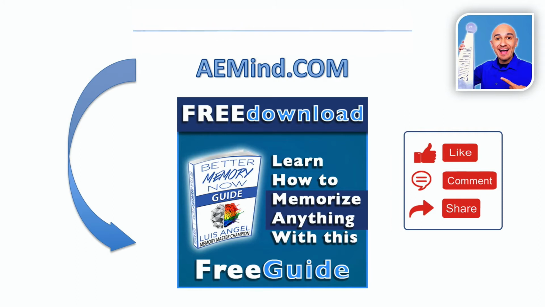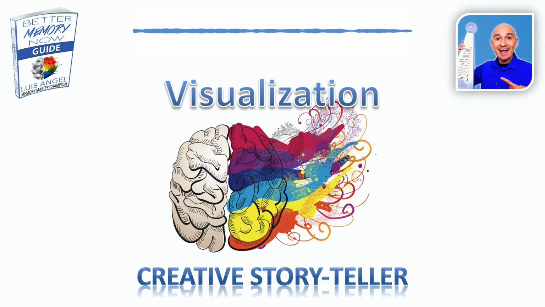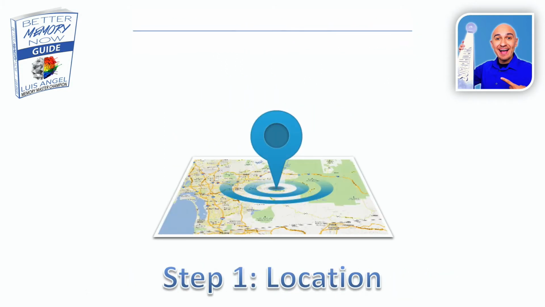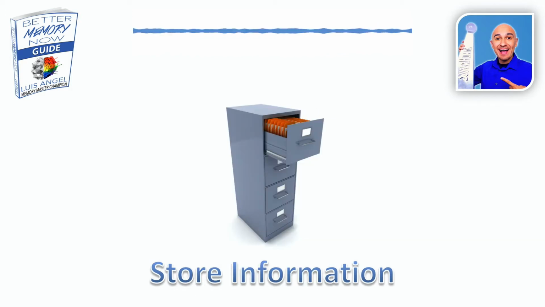Now, in order for you to learn anything very quickly, you need to become a creative storyteller. And that's where you visualize the information that you want to remember. Now, there are 3 steps to help you with this process. The first step is that you need a location. You need to be able to place the information that you want to memorize along a specific memory palace in your mind. And I'll help you create one of those if you haven't done so already.